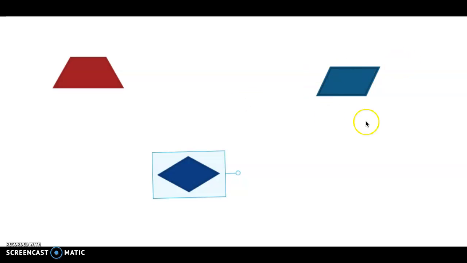Great. And this side and this side are parallel and the same size, and this side and this side are parallel and the same size. But they're not all the same size, and they don't have right angles. That will be what? A parallelogram. Good job. If that's what you guessed, two sets of parallel lines, parallelogram. Okay, great work.